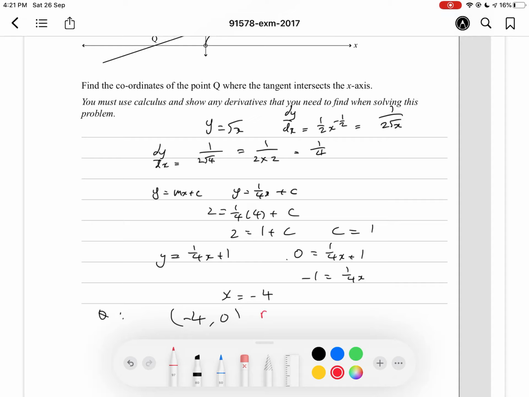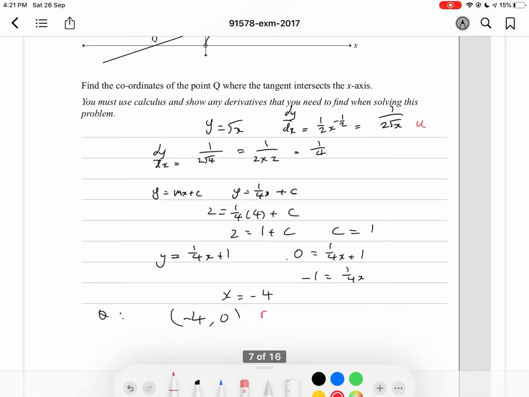So if you can get the final answer here, you'll get a merit grade. To get an achieved grade, you need a correct derivative. So a correct derivative right here will get you an achieved.